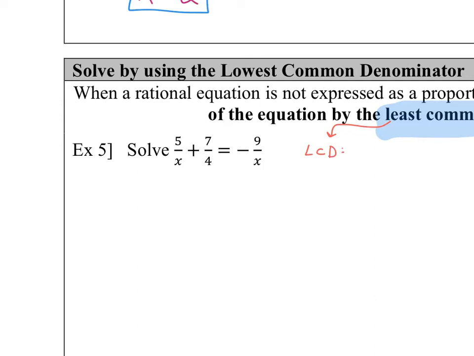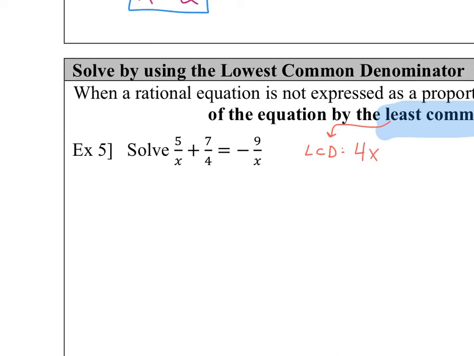So what do we have? In our denominators so far, this one has an x, this one has a 4, and this one also has an x. So think about adding these fractions together. We would need a 4 and an x in all the denominators in order to add them up. That's what the LCD is. So our LCD is going to be 4x.